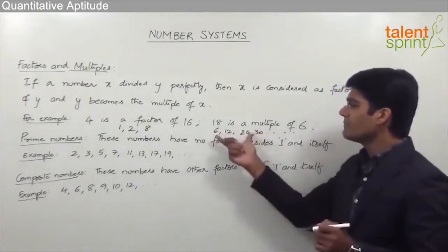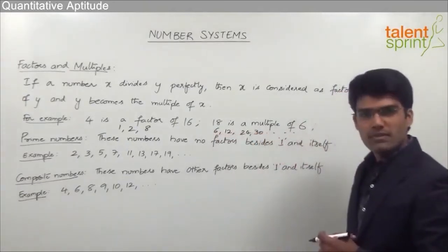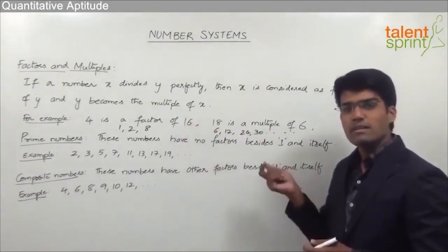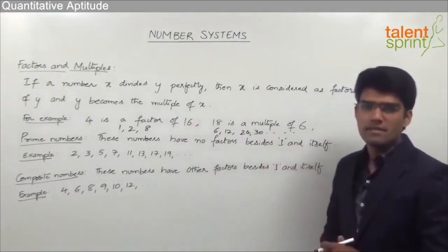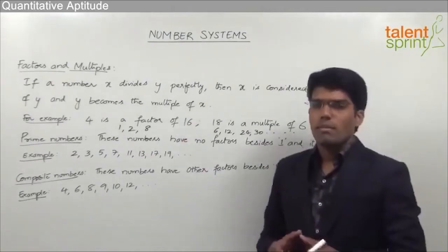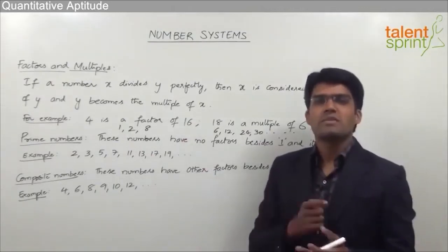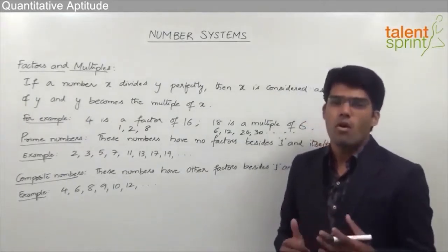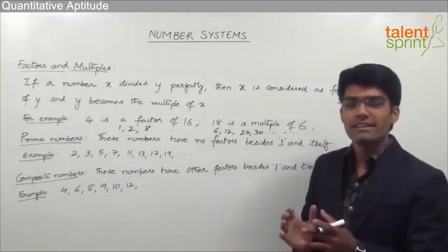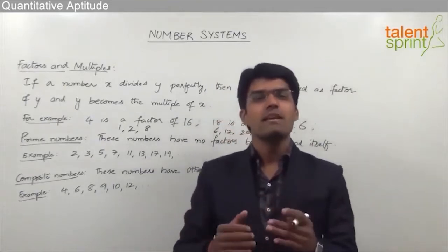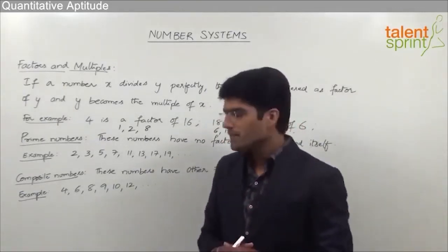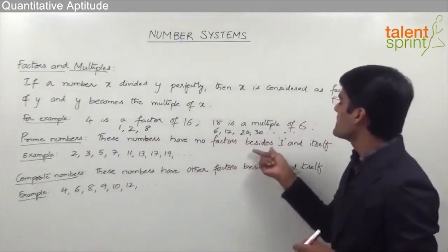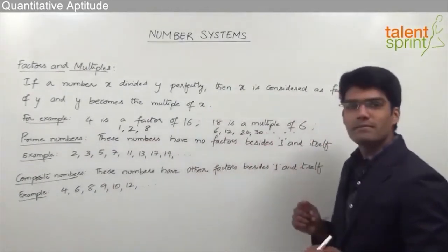Why? Because all these numbers are divisible by 6. So factors are those numbers which can exactly divide the given number, and multiples are those numbers which are exactly divisible by the given number. Based on the number of factors, all the natural numbers except one can be classified as either a prime number or a composite number. So let us understand this important differentiation between prime numbers and composite numbers. Prime numbers, these numbers have no factors besides 1 and itself.